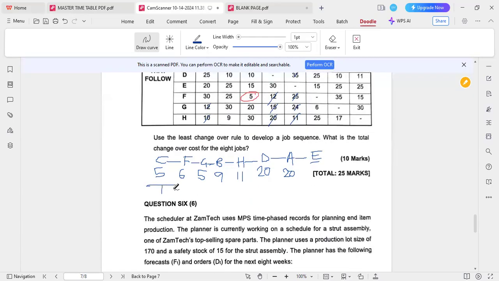Then you find the total cost. Add those ones: 5 plus 6 plus 5 plus 9 plus 11 plus 20 plus 20. The answer for this one is 76. Are we together? Okay, have you understood that? Yes.